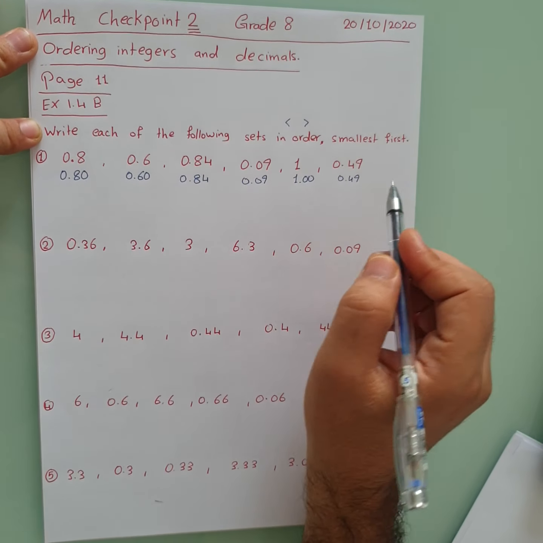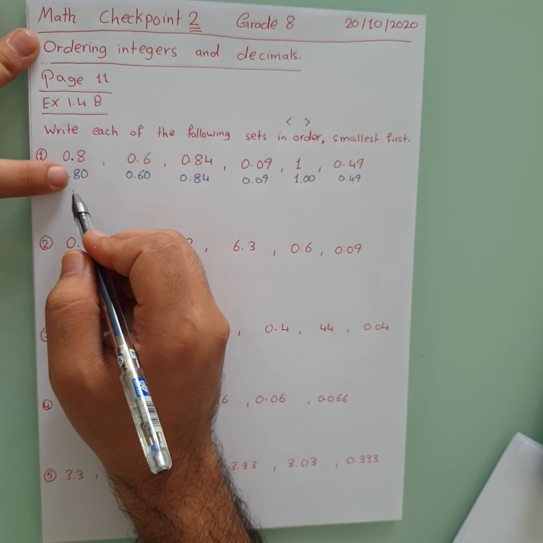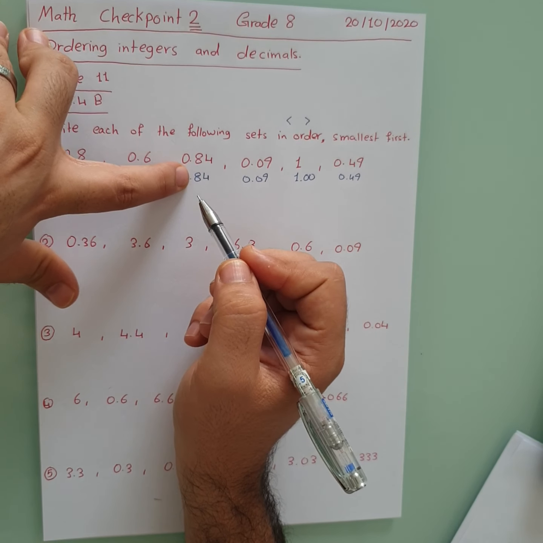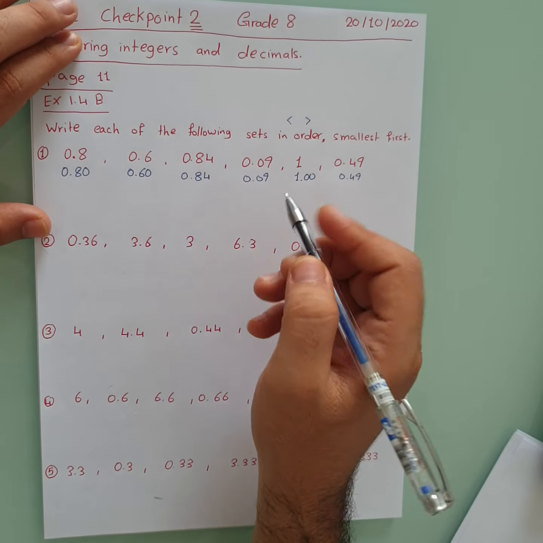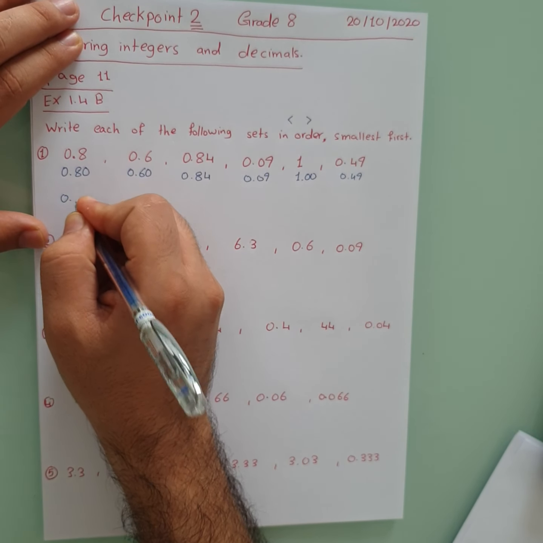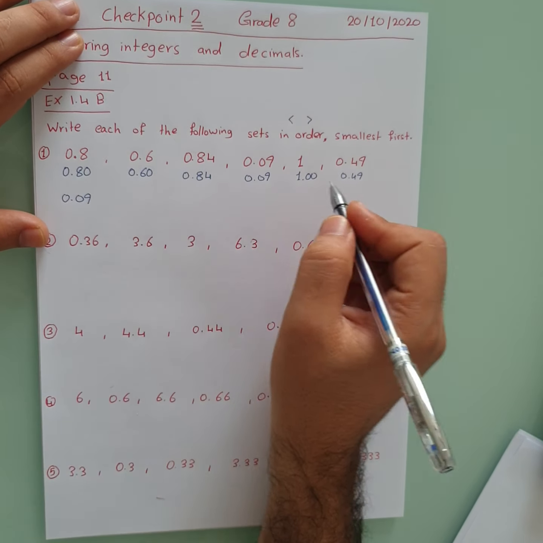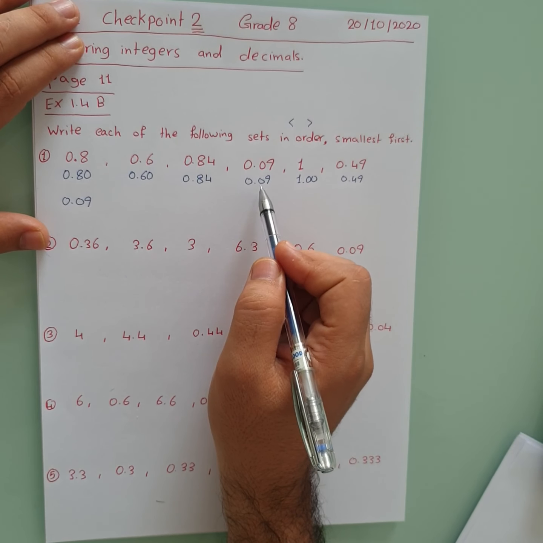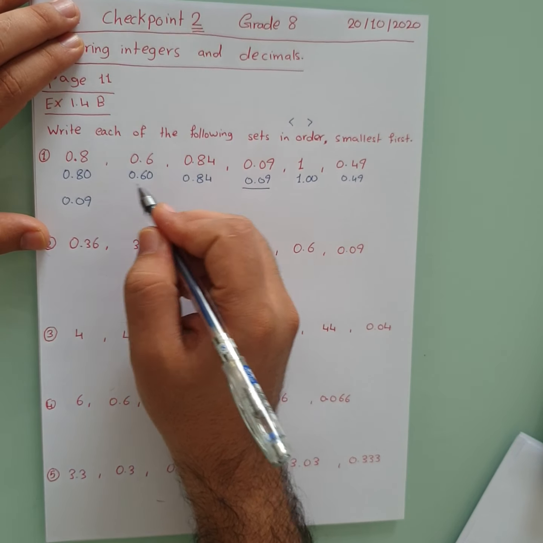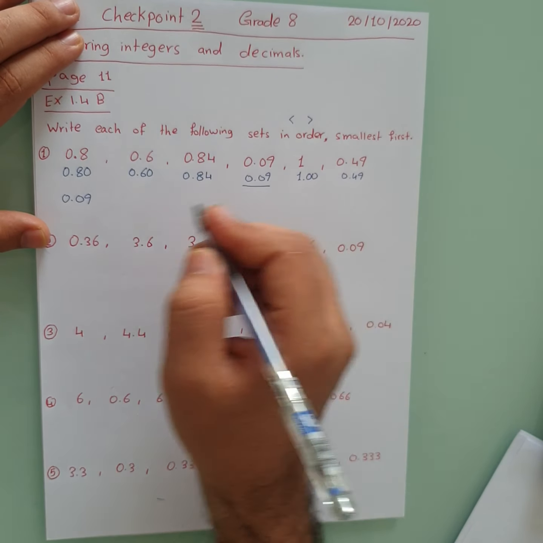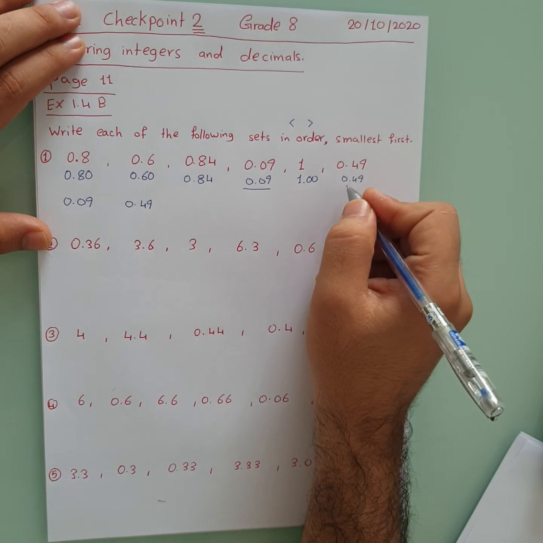Now let's check the digits after the zero. Which one is the lowest? Forget about the 0 point. Is it 80, 60, 84, 9, or 49? You'll go through it and see that 0.09 should come first. And then who else? We have 09, it's gone, so this one is finished. We have 49, 84, 60, and 80. 49 is the smallest here, so 0.49. Okay, so this one is gone.